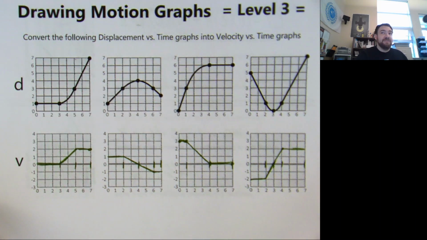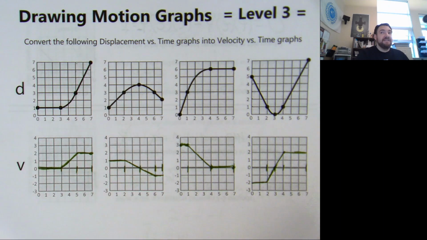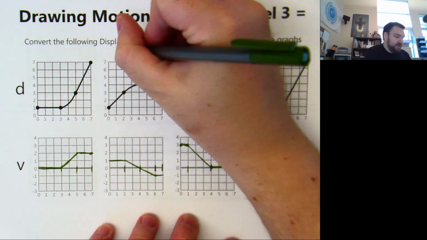This one gives you DV graphs, DT graphs, but the DT graphs are curved. So again, unless we assume constant acceleration, not doable.